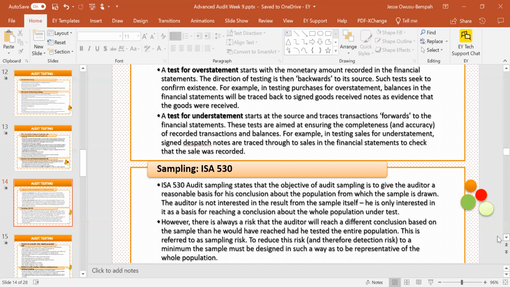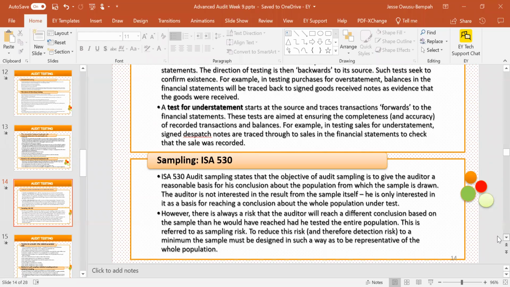So how do you reduce this risk? By ensuring representation. The sample you choose must be representative. You must try to make it representative of the entire population.